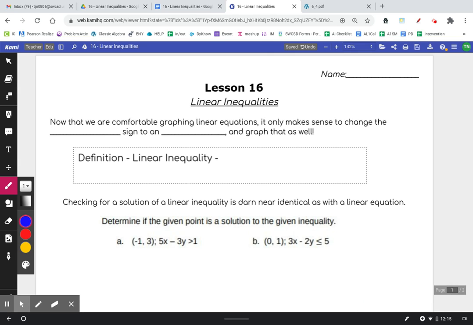Algebra 1, folks. Thank you for hopping into today's lesson, lesson 16. We have linear inequalities in today's lesson. This is actually your last new lesson before your nice Thanksgiving break for everybody. So let's finish on a high note.